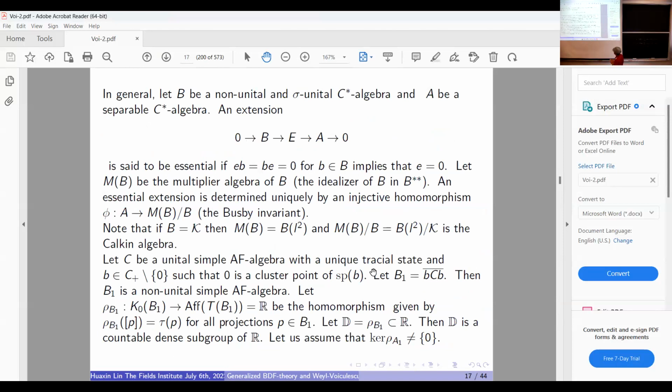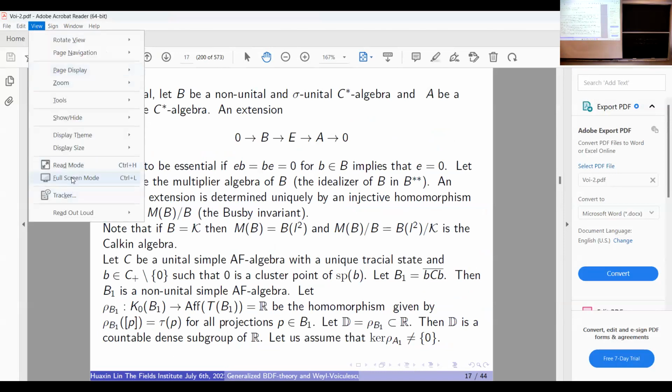Apparently I did something wrong. You have to go back to full view, full screen. What's the difficulty? I cannot really read this. Full view. Full screen.